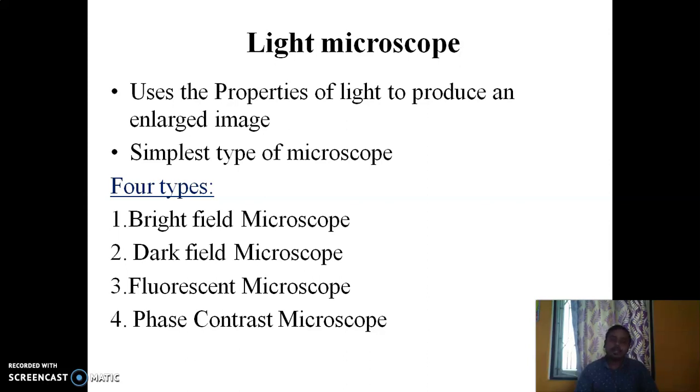First, light microscope. What is a light microscope? As I already mentioned in the previous video, a light microscope uses the properties of light to produce an enlarged image, and it's one of the simplest types of microscopes. Under light microscopy, you have four types: bright field, dark field, fluorescent, and phase contrast. We will see one by one what the basic differences are between these four types of light microscope.